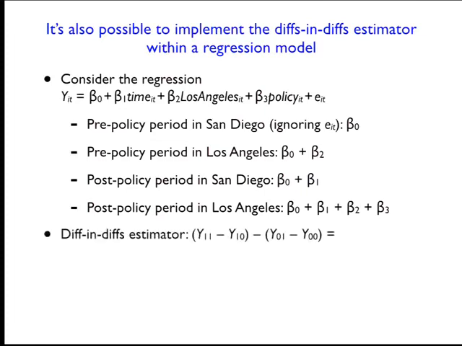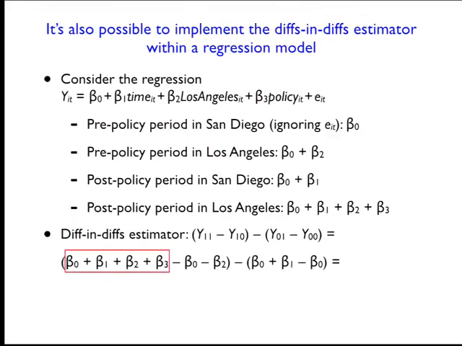So now if you think about, okay, what's the difference in the diffs-in-diffs estimator? We said it's the change in the outcome in Los Angeles, which is y11 minus y10, subtracting off the change in the outcome in San Diego, which is y01 minus y00. And so we can plug in for all of these coefficients that we just defined. We can plug in different sets of coefficients for each of these values for y11 and y10 and so forth. So y11 is the post-policy period in Los Angeles. So we said that was all four coefficients summed up. So I put that right there.